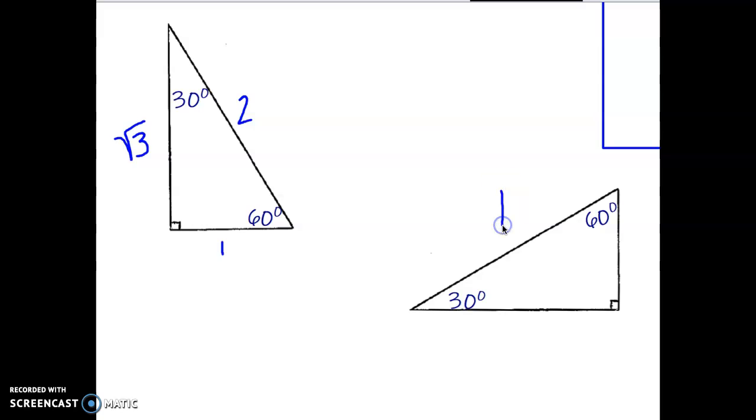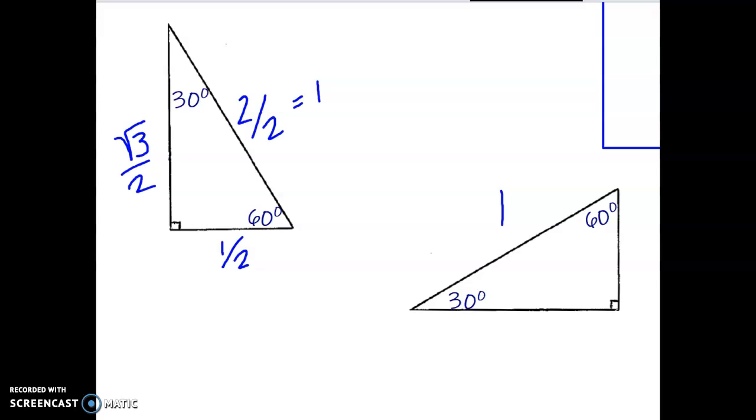My hypotenuse is going to be 1. So if I take this side and I scale it so that I get 1, 2 divided by 2 is 1. Well, if I scale the hypotenuse, I have to scale the legs as well. So I need to divide everything by 2.